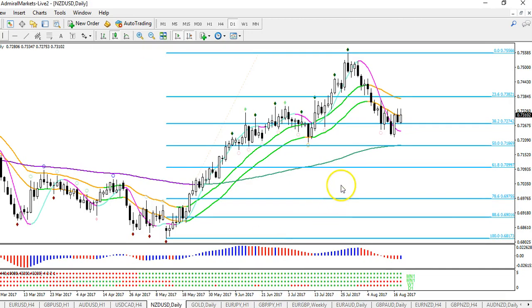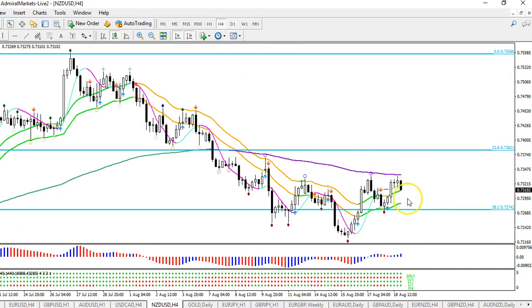Kiwi on the daily chart still looking bullish, but definitely bearish on the lower time frames. A bit of a mixed picture here. I think not that interesting at this moment from my perspective. I would need to see a break, pullback, continue before I think it's interesting to trade.